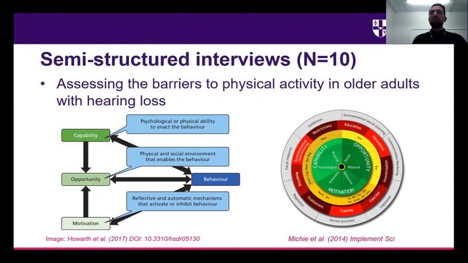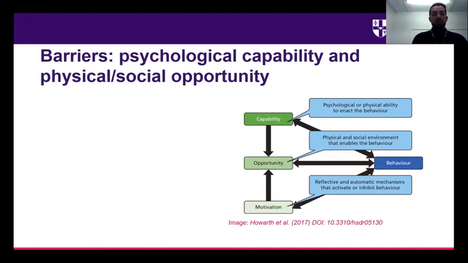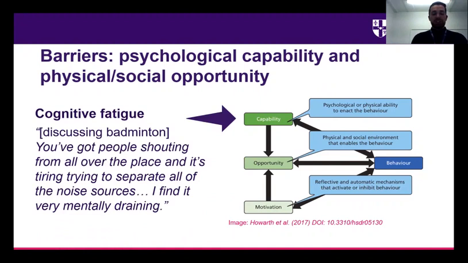So if we look at our qualitative findings, then our interview findings, our initial thematic analysis suggests that there are several hearing-specific barriers to physical activity in this population, and they mainly focus on psychological capability as well as physical and social opportunity. So if we look at psychological capability to begin with, a theme that emerged was that we have termed cognitive fatigue. So for example, one individual, discussing playing badminton, said, you've got several people shouting from all over the place and it's trying to separate all the noise sources. And I find it very mentally draining. So there's that communication difficulty that acts as a barrier to physical activity.